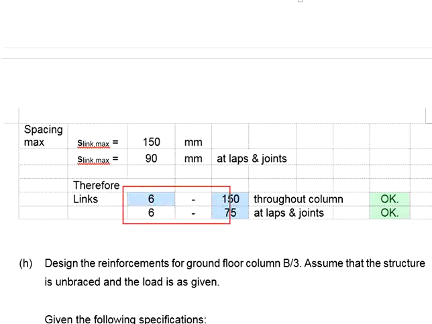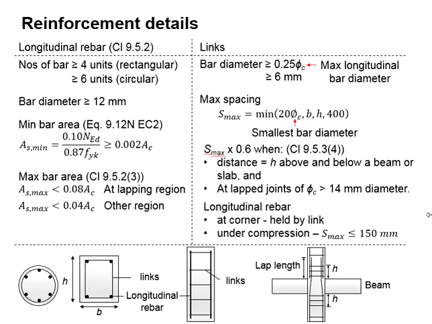That gives you the reinforcement. If you refer to the diagram here, you will have 4T12. For the link, you will have R6 150. As for the link near the joint, it will be R6 75.